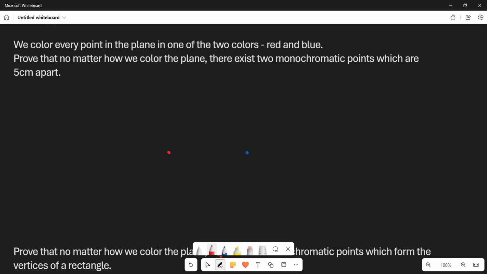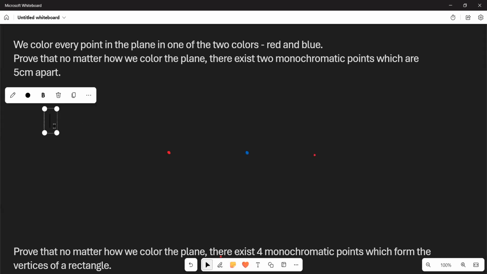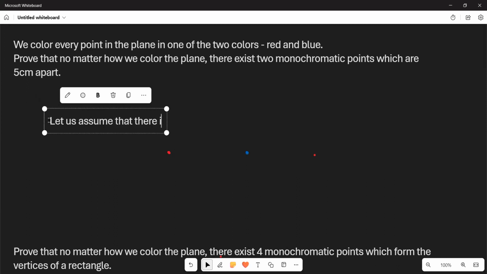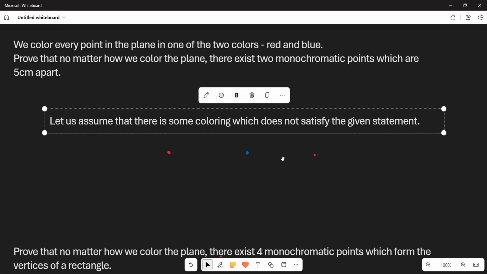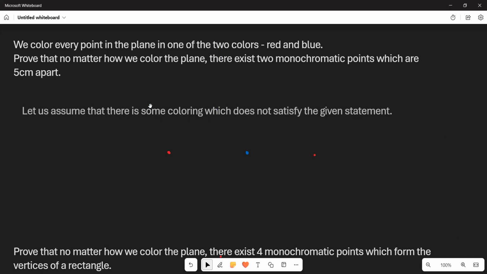So what am I saying? Let us assume that the given statement is not true. Let us assume that there is some coloring which does not satisfy the given statement. Which means that no matter which 2 points you take at a distance of 5 centimeters apart, they have to be of different colors. Now, can we go somewhere from here?